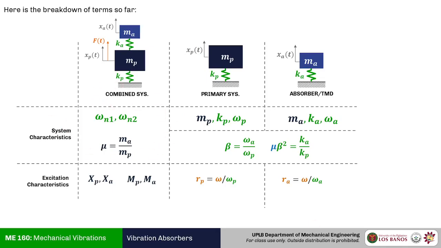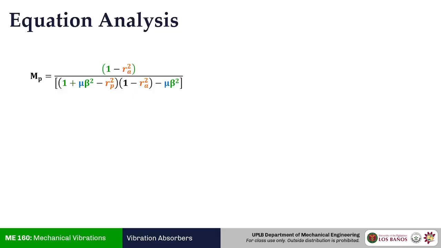So, okay, let's look at MP. Our main concern with vibration absorbers is we want to minimize, or kill completely if possible, the amplitude of the primary system. And in doing so, we look at M sub P. Again, M sub P indicates to us that it is possible to completely zero out the amplitude of our primary system. And that condition is RA equals 1. So what is RA? It's omega over omega A.